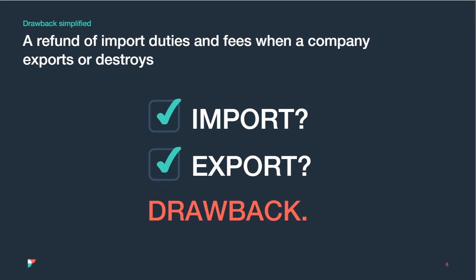But what you can't get back through drawback are your anti-dumping duties, your countervailing duties, and any duties spent on over quota, for example, the over quota agricultural duties. The steel and aluminum tariffs of Section 232 are also not eligible for drawback.